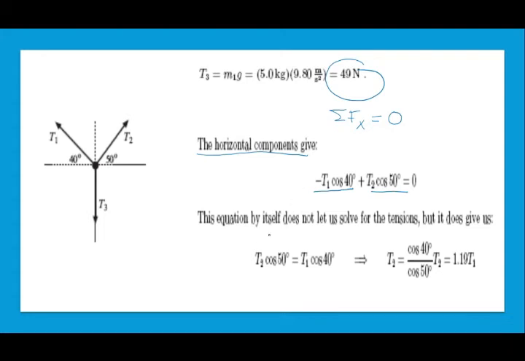So, yan. Ngayon ang gagawin natin, take note, we have two unknowns in one equation. So, ang gagawin natin, equate muna natin ito, and T2 is equal to cosine 40 over cosine 50 T1. So, you will get 1.19 T1. So, hindi pa to yung final answer. Leave it as it is muna. Okay? Next.